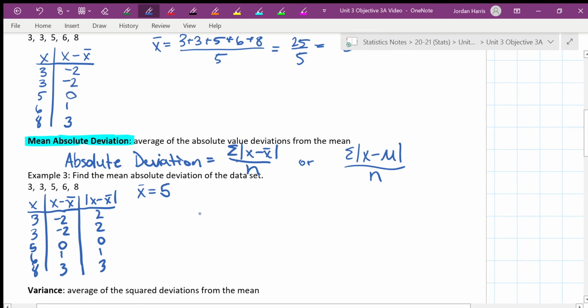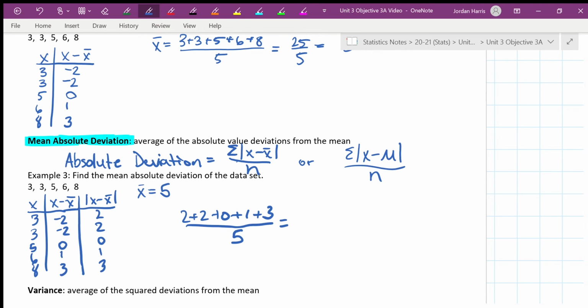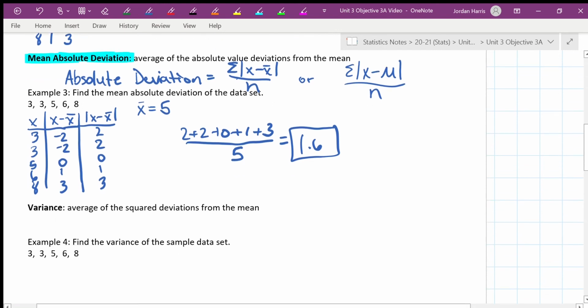Okay, so I just take the absolute value and then I add them all up, and divide by how many there are, which is still 5. Okay, so I end up with 8 divided by 5, which is 1.6. My mean absolute deviation is 1.6. So we take the absolute value of each one, add them up, and divide by how many there are. Next, we have a different way.